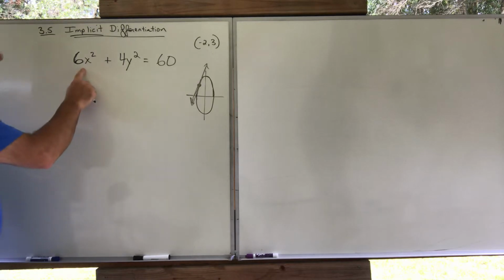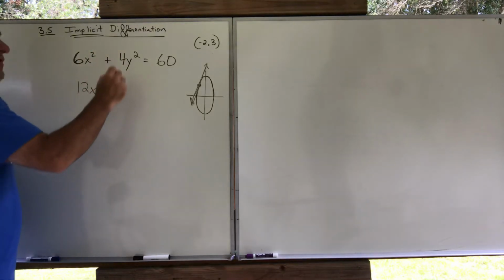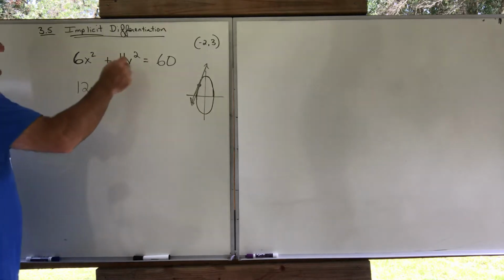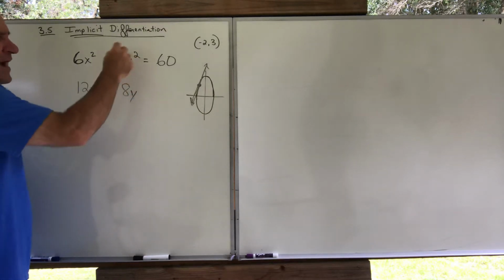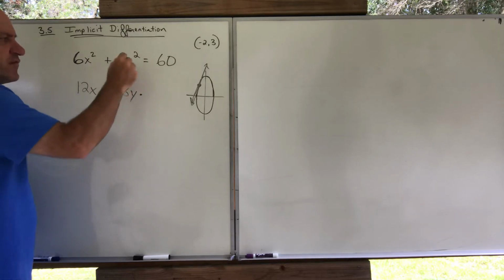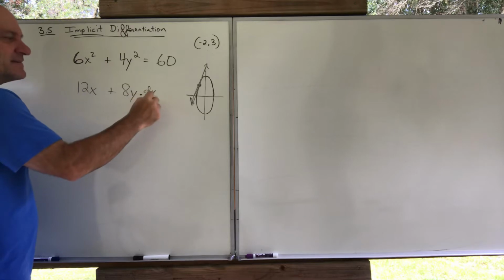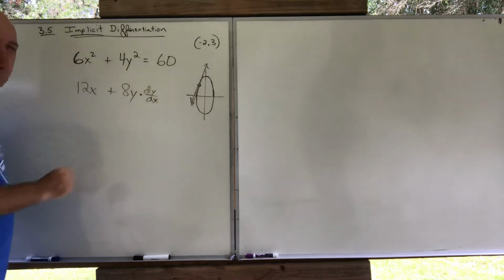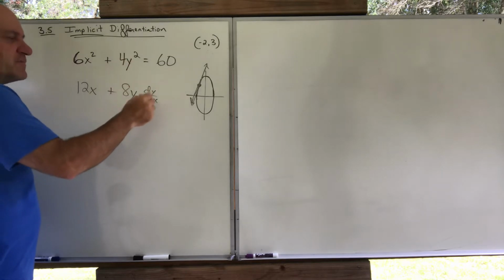But when you run into this x term, the derivative of this term with respect to x is 12x. But when you do the derivative of this with respect to x, it's a y term, and so you do kind of a normal power rule, 8y. But then you have to do the derivative of the y with respect to x, dy dx. It's kind of like the chain rule. After the power rule, you do the derivative of the y with respect to x.